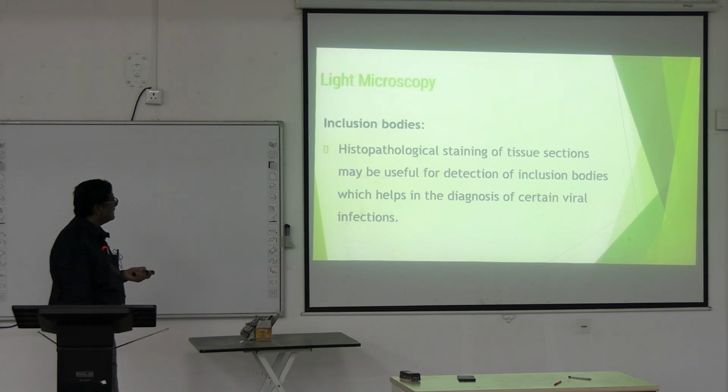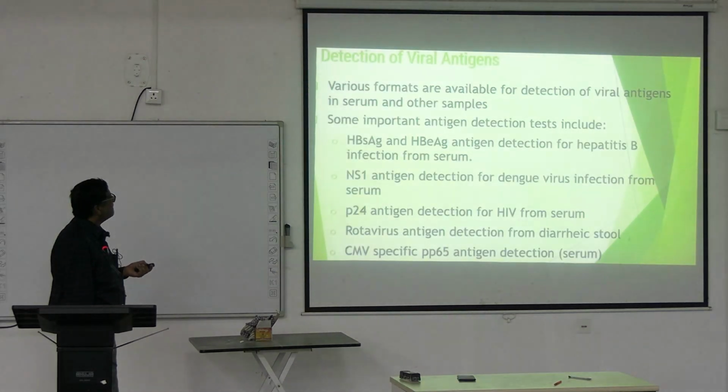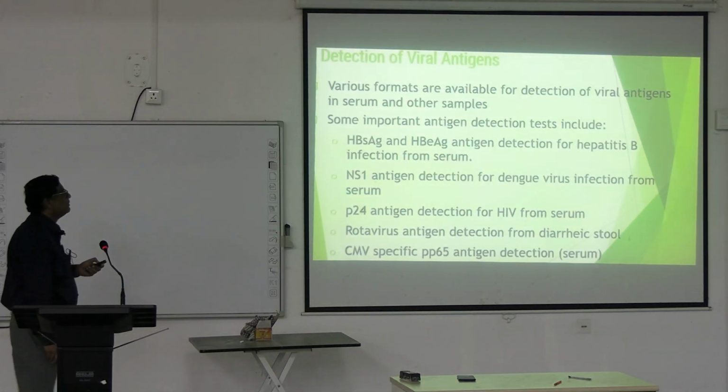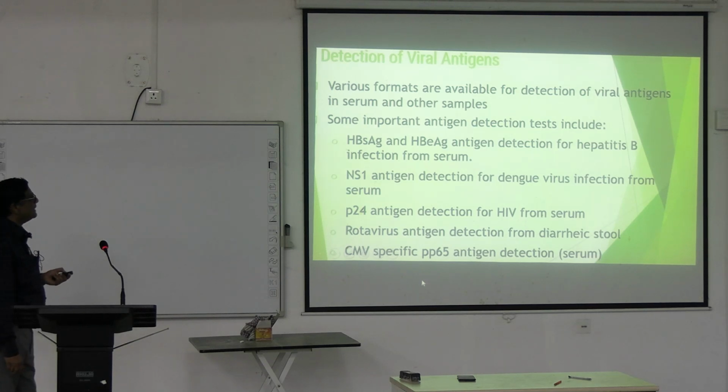At the detection of viral antigens, various formats are available for detection of viral antigens in serum and other samples. Some important antigen detection tests include Australia antigen, HBsAg, hepatitis B virus, HBeAg antigen detection for hepatitis B, NS1 non-structural antigen detection for dengue virus infection from serum.